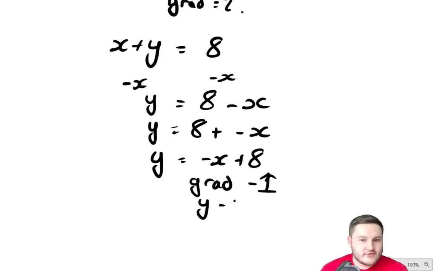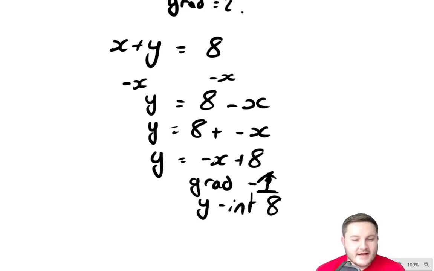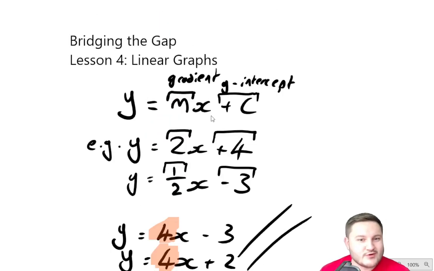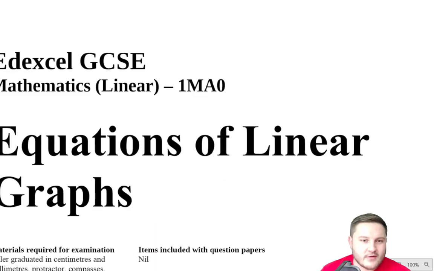The y-intercept would be 8. But the gradient would be negative 1, because it's the value in front of the x. And lots of students say it's 0, but it's not 0 because there is an x there. If it's just x, in this case it could be minus 1x. So that's all the very fundamental basic ideas to do with the equation of a line. And remember, it's really helpful to put it in the form y equals mx plus c. So let's have a look at some questions now where we might have to use this.